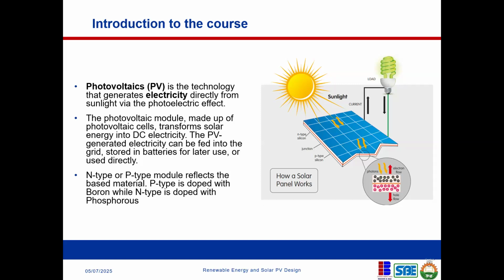Okay, so let's start. Like I already said, we're going to be focusing more on solar PV systems, and we're going to start from the very basic, which is the PV. A lot of times we hear PV. What does PV actually mean? PV is a short form of photovoltaic. Photo means light, and voltaic means voltage. So photovoltaic is the technology that generates electricity directly from the sunlight via the photoelectric effect.